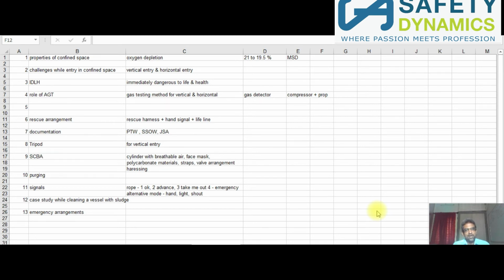And where will you support the lifeline? This has to be supported with the D shackle, which is in the rescue harness. Understood? This rescue harness is a compulsory one for anybody who is trying to enter the confined space, number one. And then, how will you intimate to the person who is outside that you are in danger?